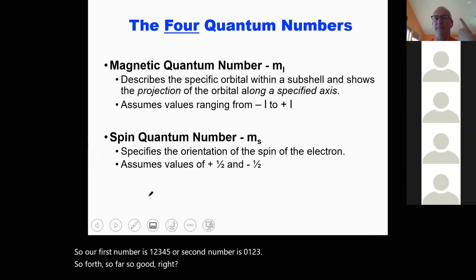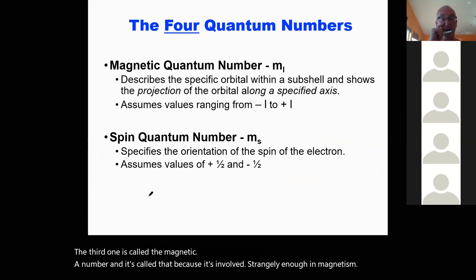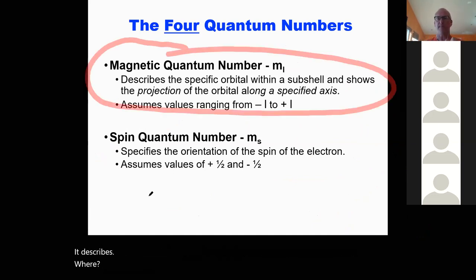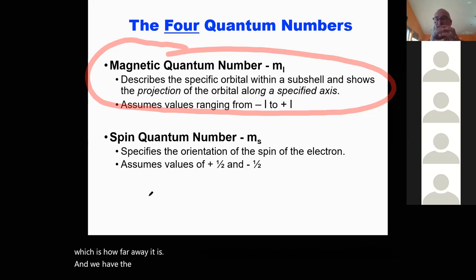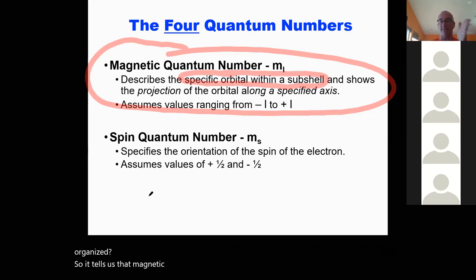The third one is called the magnetic number. And it's called that because it's involved, strangely enough, in magnetism. And I'll explain why that is. It describes where in that orbital, or subshell, it's the same thing. So we have the shell, which is how far away it is. And we have the subshell inside that, which are different shapes. I'll go over the different shapes. And then there's orbitals within that subshell, and we'll talk about how those things are organized. So the magnetic number tells us where inside the subshell it is. There's different places it can be.